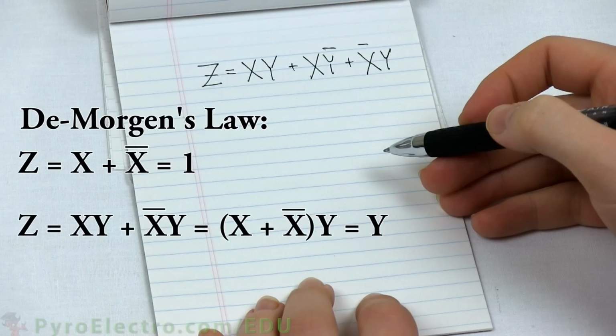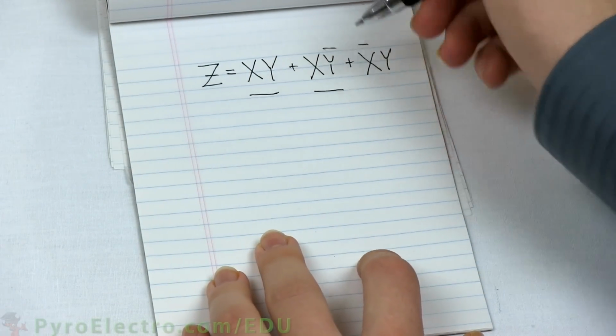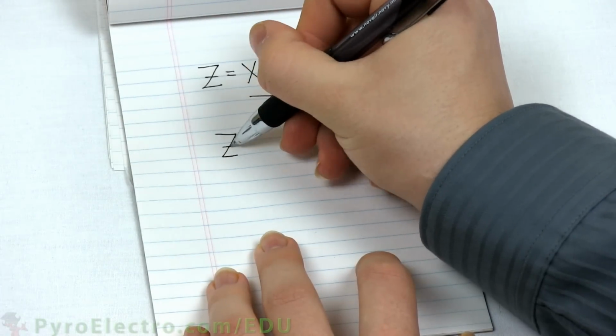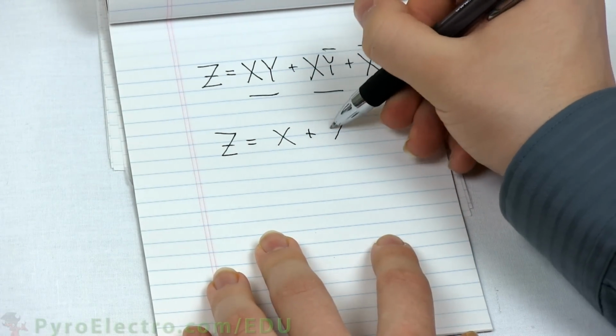If we have an equation z equals x and y, or x not and y, that equation can actually be simplified to z equals y and then in parentheses x or x not, which by De Morgan's law means z equals y, because the x or x not turns into a 1. If we take a second look at our original equation, we can see a few places where a variable is ORed with the opposite of itself. So now we can go ahead and simplify the equation.